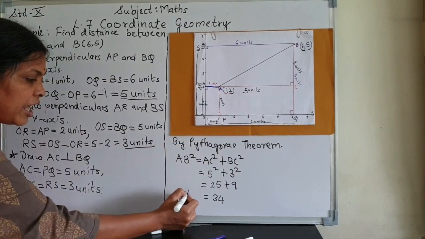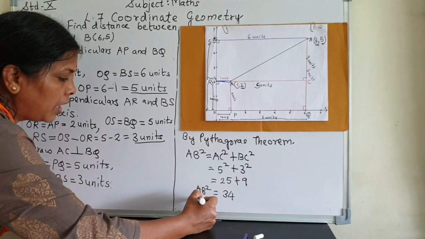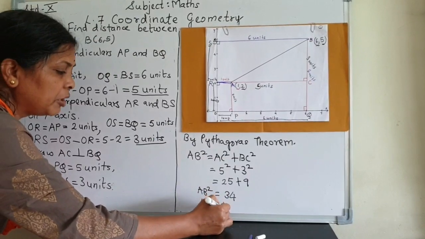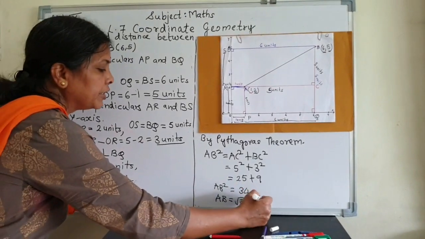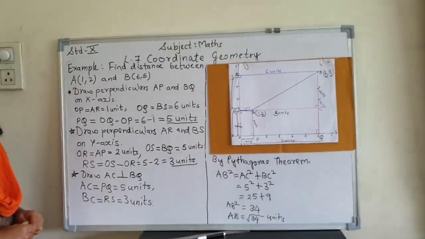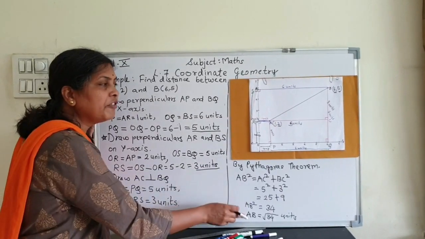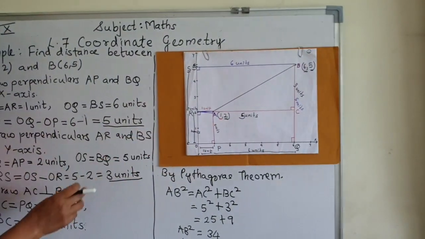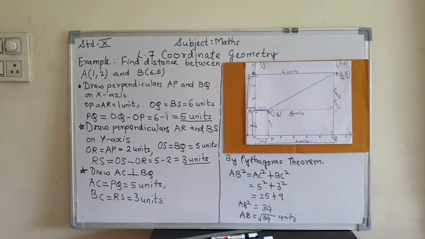So now it's AB square. So here, if you are taking the square root of AB square, we get AB, and this will be square root 34 units. So now you understood how we found the distance between A and B when they are given with coordinates. Copy this sum. So we will go for the next example.